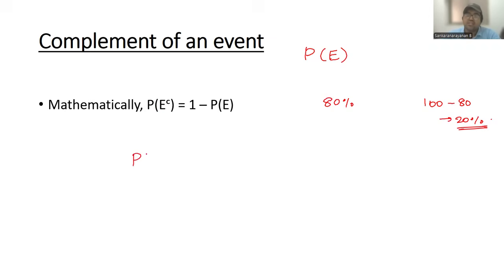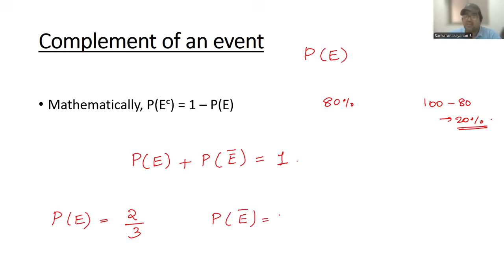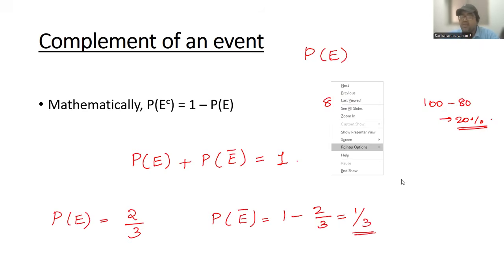I can also say that P of E plus P of E bar is equal to 1. Please make a note of this also. Suppose the probability for a particular event is equal to 2 by 3. Then the probability that the event is not going to happen is 1 minus 2 by 3, which comes to 1 by 3. Kindly make a note of how this calculation is made.